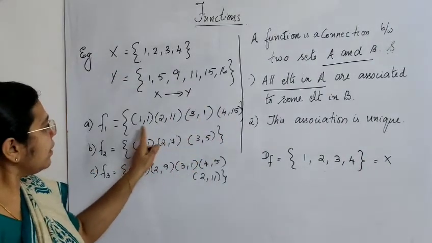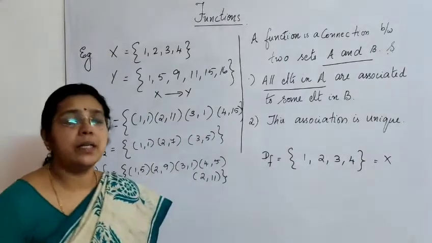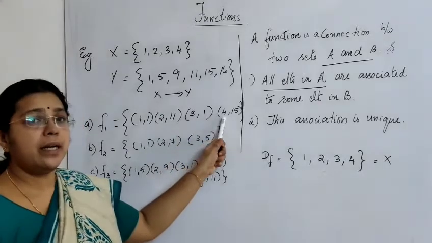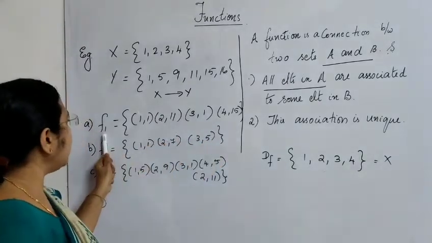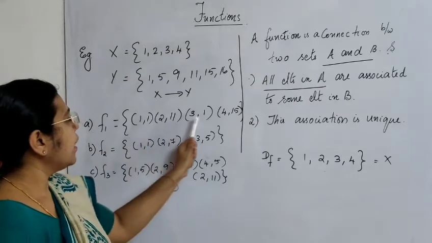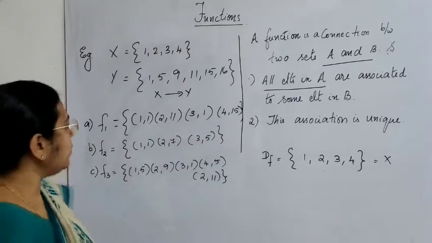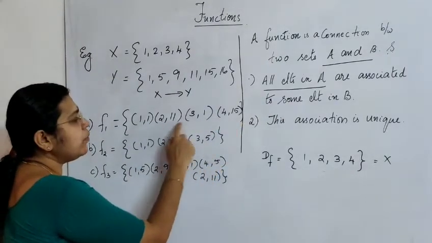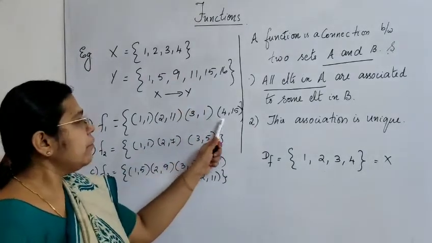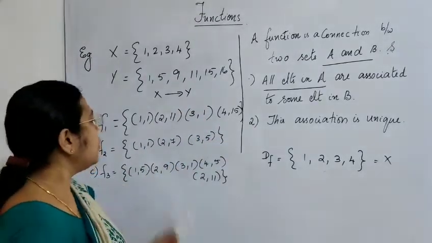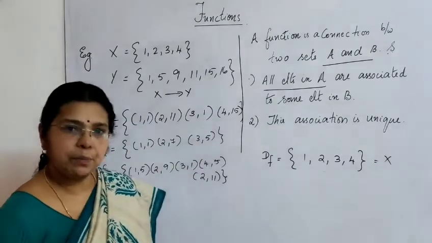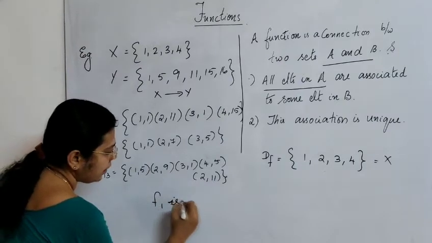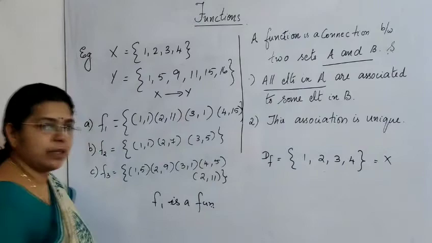But none of the elements 1, 2, 3 and 4 are repeating. I repeat, none of the elements 1, 2, 3 and 4 are repeating. So, what can I say about this? These elements are unique ones. That means 1 is having 1 only. There is no other one here as the first element. 2 is having only 11, no other thing here. 3 is having 1, 4 is having the image as 15. So, none of the first elements are being repeated. So, what can I say? This F1 is a function.